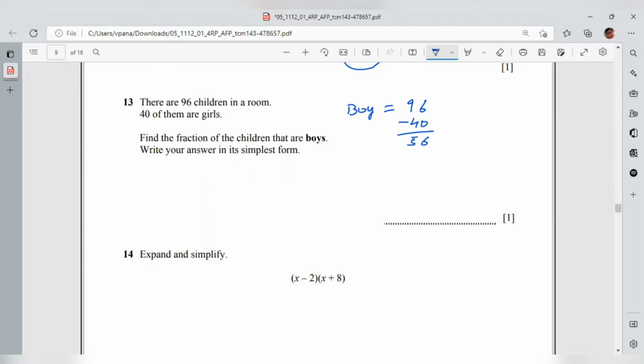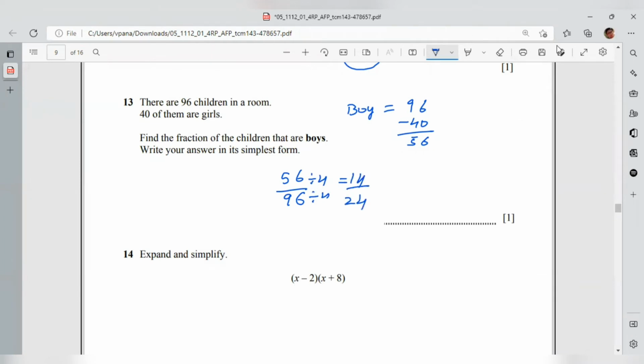And you are asked to write the fraction of the children that are boys. So 56 out of what? 56 out of 96. And this is to be written in the simplest form, 56 out of 96. So let us simplify 56 and 96. Both are divisible by 4. So dividing by 4, 56 divided by 4, I get 14. 96 divided by 4, you get 24.